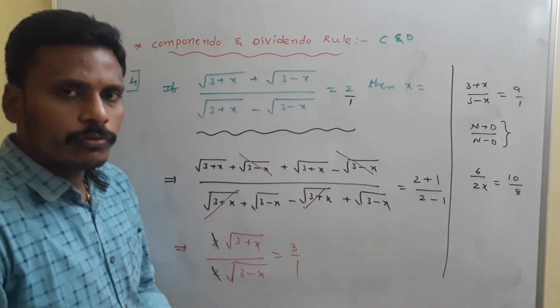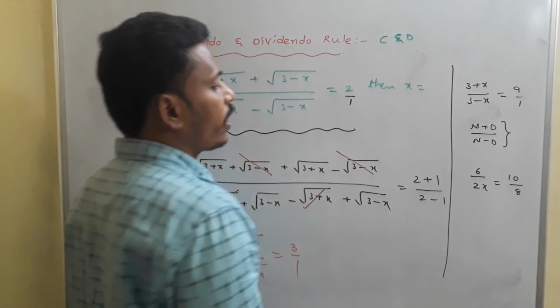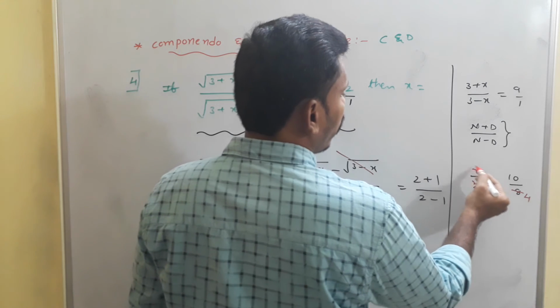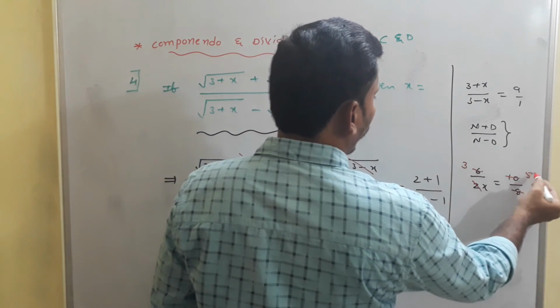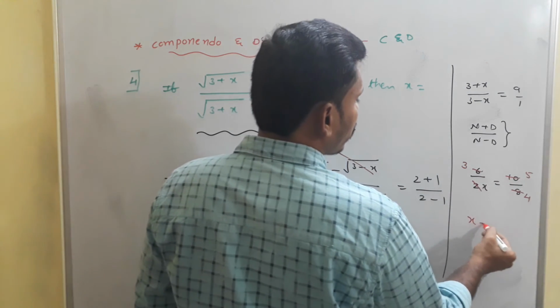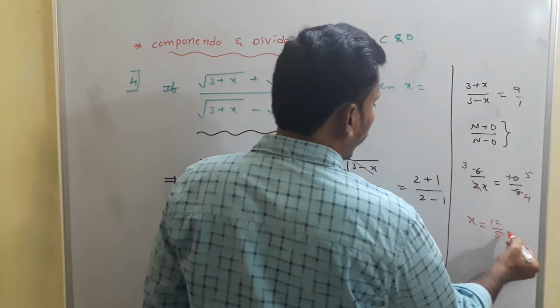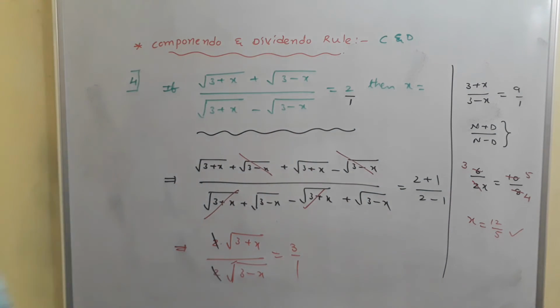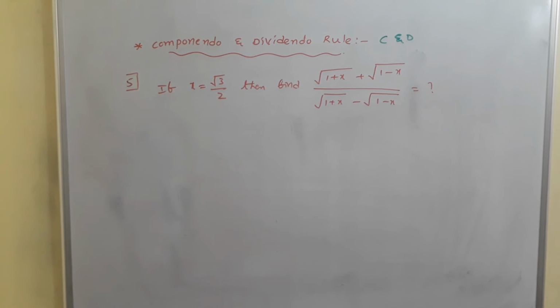So now cancel out for x, 2 4s is 8 and then 2 3s and 2 5s. Further, x is equal to 12 by 5, and that's our answer for the problem. Have a look. Any doubts?